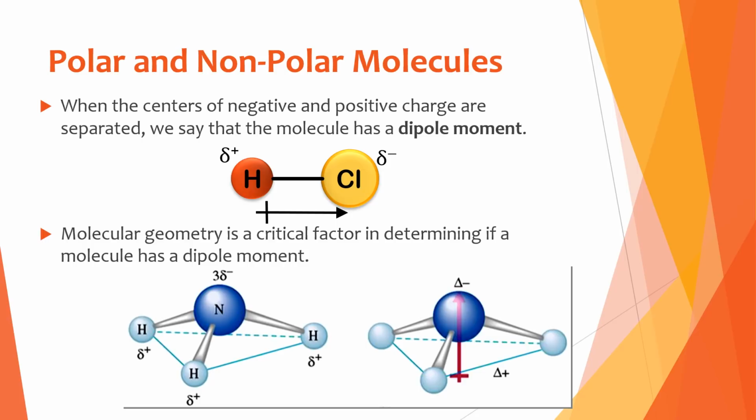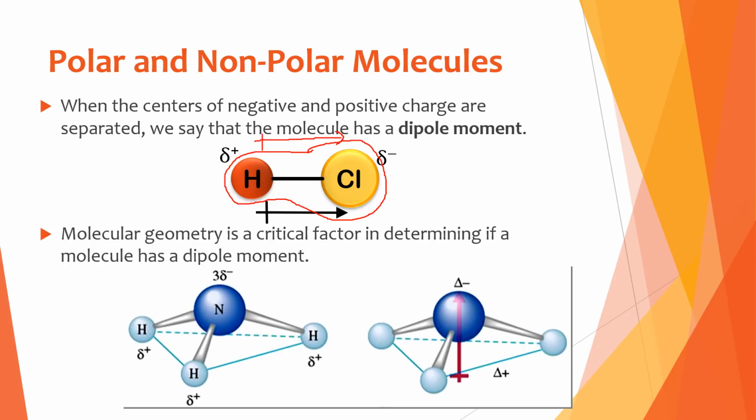For example here, you have HCl. You know that between H and Cl, Cl is more electronegative than H. So Cl will attract more electrons than H, and Cl will become partially negative, while H will become partially positive. The dipole moment points from the positive to the negative. So if there is a dipole moment, the molecule will be a polar molecule.